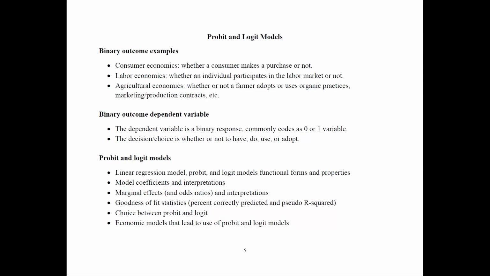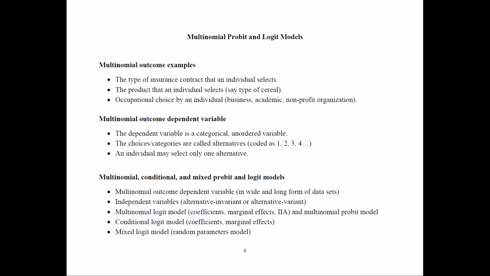So now that we have talked about the binary 0-1 Probit and Logit models, we could talk about the multinomial Probit and Logit models, where here the examples are the type of insurance contract that an individual selects. We can talk about the product that an individual selects, such as type of cereal, or occupational choice by an individual: business, academic, or nonprofit organization.